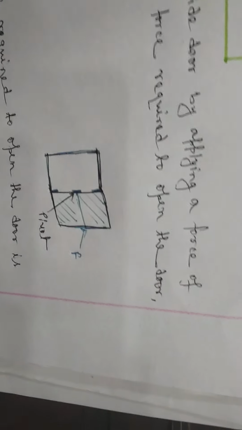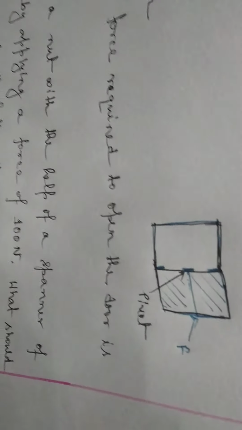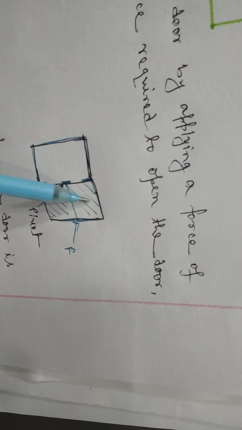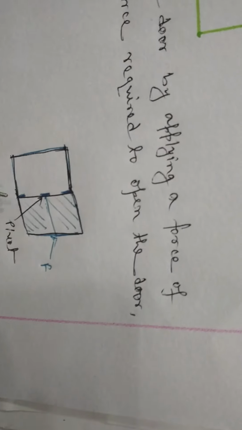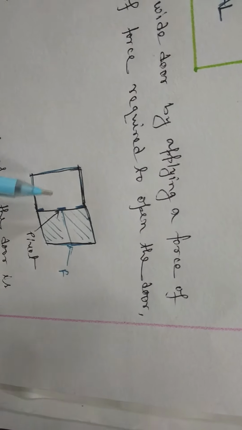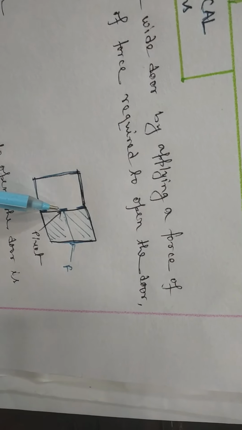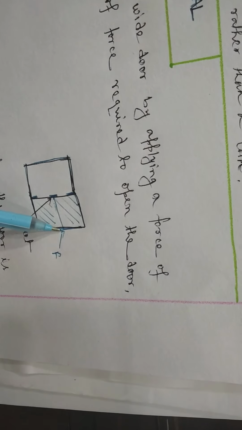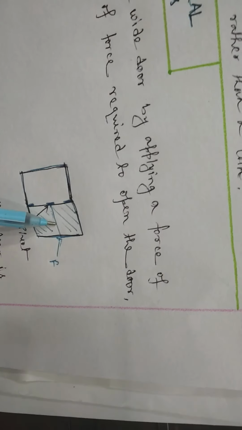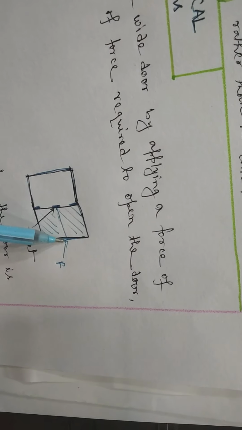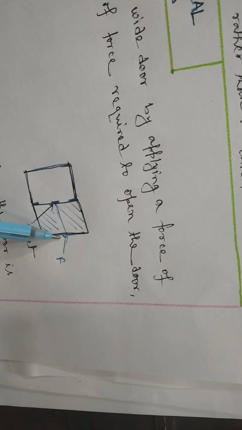Suppose this is a door, and this is the frame of the door. This is the entrance, and this is the door. So you can consider that point as the pivot. And the door is 2 meter wide. We apply force here to open or close the door. We grab the handle here and we open or close the door. So force is applied here.